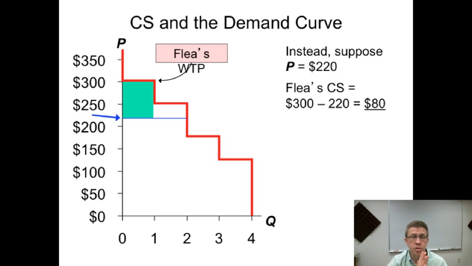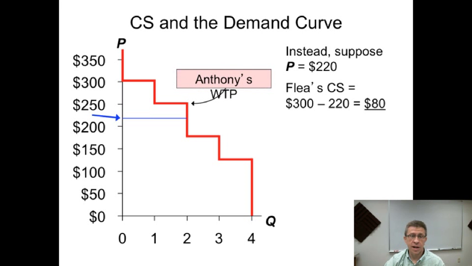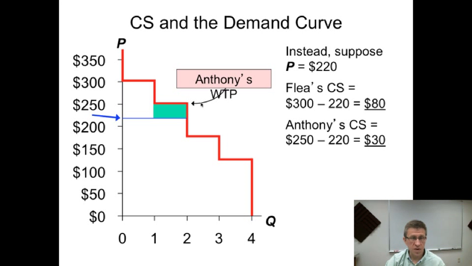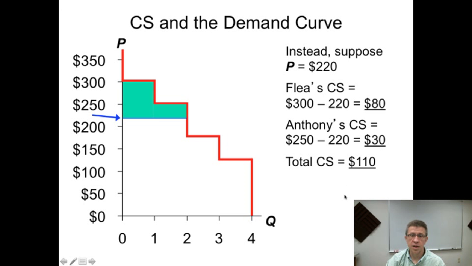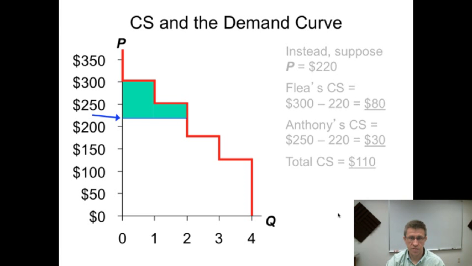What is Flea's consumer surplus now? It's no longer $40. Flea's willing to pay $300, but if the price is $220, Flea gets $80 in consumer surplus. It's a pretty good deal. What about Anthony? Well, he's willing to pay $250. Very happy to buy it at $220. Anthony gets $30 in consumer surplus. And the total consumer surplus, the sum of the two, is $110, and it's represented by the shaded green area on our graph.